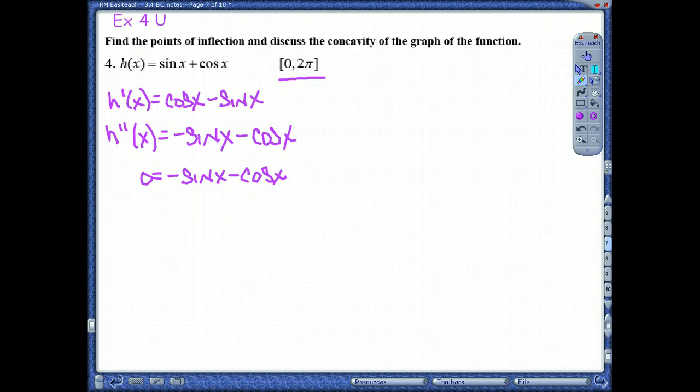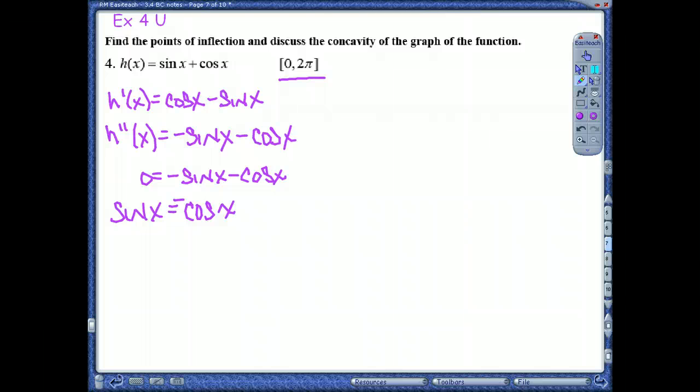I'm going to go ahead and solve, so I'm going to take my sine of x to the other side. Do not divide through by a negative. You need that negative to figure out your concavity. So don't divide anything away. Keep it, use it as part of the factor, etc. So I'm looking for where sine is equal to the opposite of cosine.